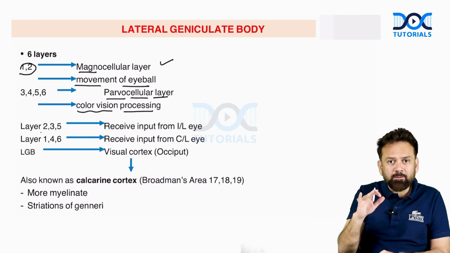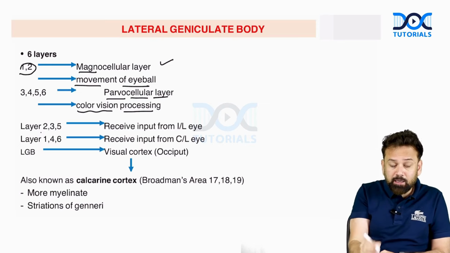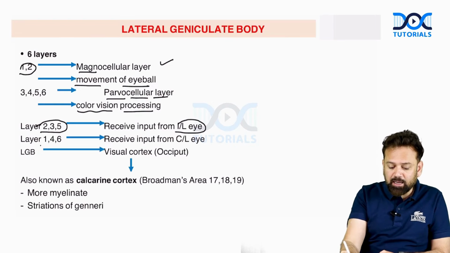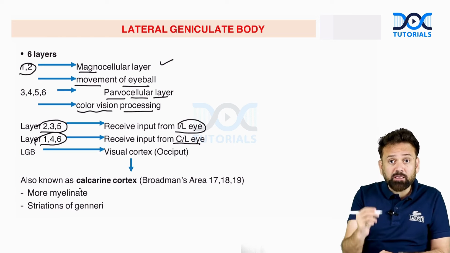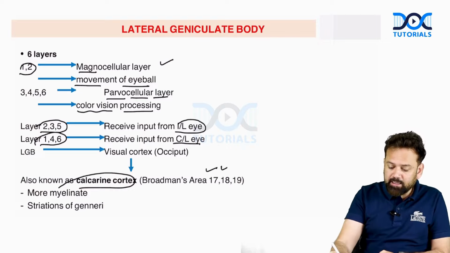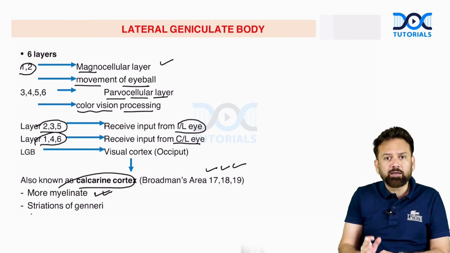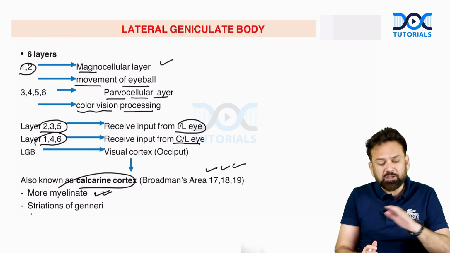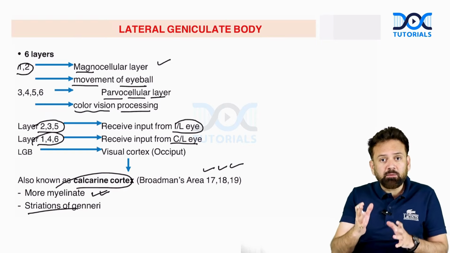Now, out of these 6 layers, who receives input from the ipsilateral side? Who receives from the contralateral side? Remember, it's very important. Layers 2, 3, and 5 receive input from the ipsilateral eye, and layers 1, 4, 6 receive input from the contralateral eye. So this is the lateral geniculate body, then it goes to the cortex. Where in the cortex? Calcarine cortex. And what is the Brodmann area number? It is 17, 18, and 19. It is heavily myelinated, and for the first time it was seen like striations by Gennari. So sometimes we say they are striations of Gennari, because Gennari was the name of the scientist.